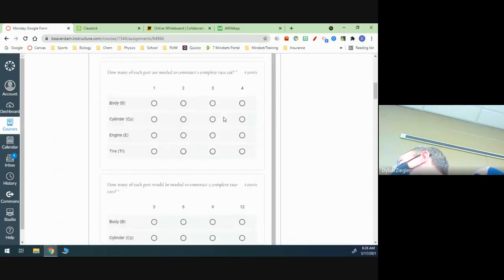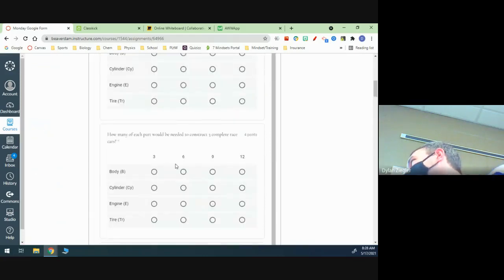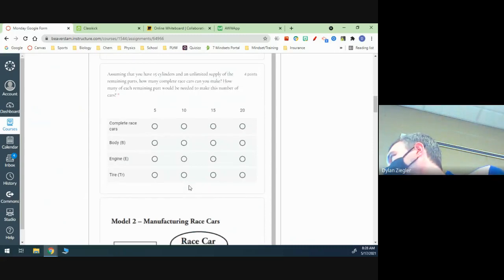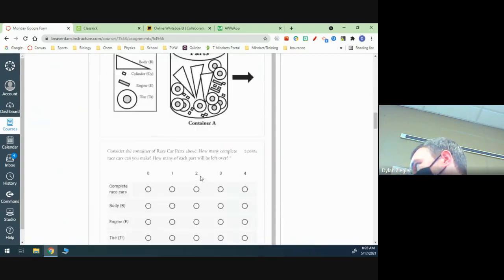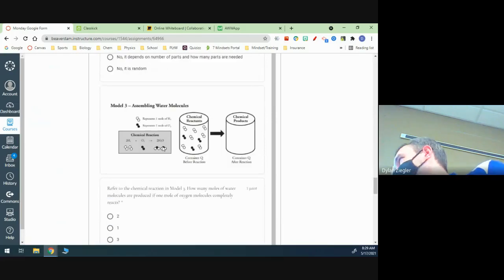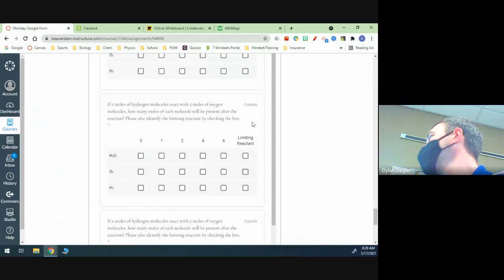First, they start off with building a car, and it has certain parts on it. Just like a reaction, you require certain amounts of certain parts. And you've got to figure out, if we have a certain amount of each part, which one is going to run out first. So like, which one's your limiting reactant here. And then they'll eventually go into molecules. So I want you to complete that form.